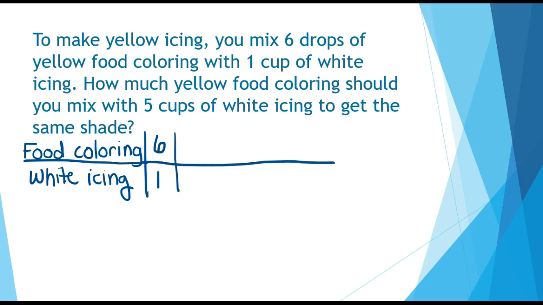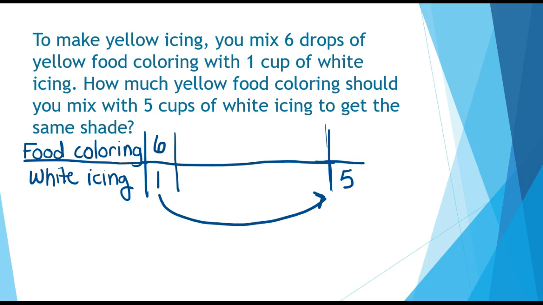And it says, how much yellow food coloring should you mix to get 5 cups of white icing? So that means I'm going to be down here, and I'm going to be putting that 5 there. So how do I get from here to here without adding? We're going to either use multiplication or division. So whenever we use ratio tables, we're always looking at multiplication or division. How do you get from 1 to 5 through multiplication or division?